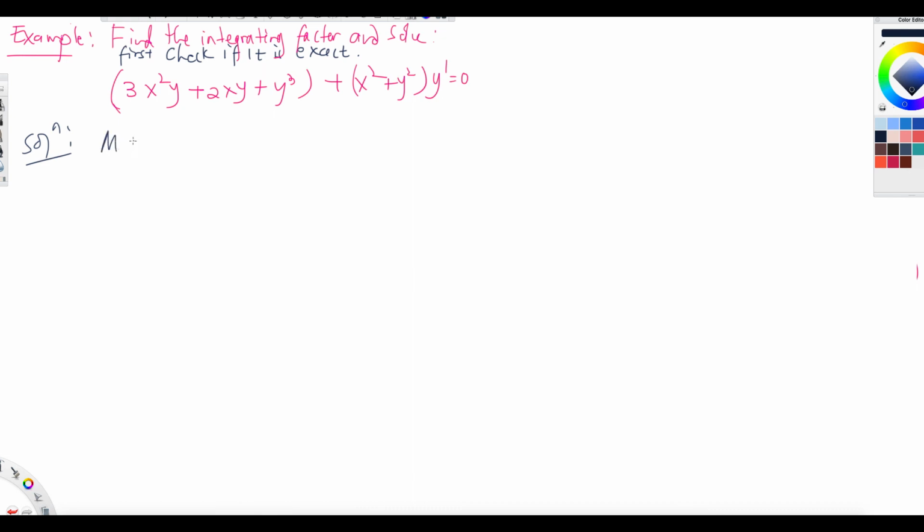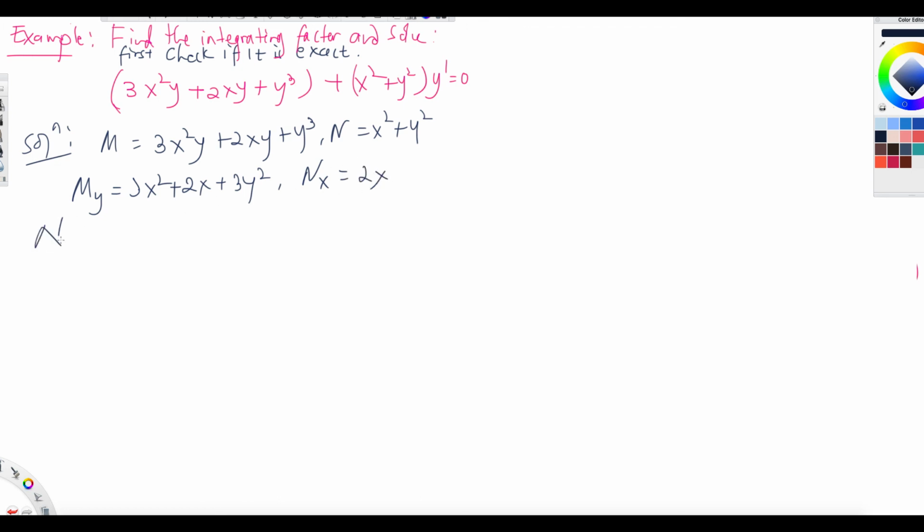So here M is equal to 3x squared y plus 2xy plus y cubed, and N is x squared plus y squared. So what is M sub y? M sub y is 3x squared plus 2x plus 3y squared. What is N sub x? It is just 2x. They are not equal, so not exact, right? So let mu equal mu of x. This is the default thing. First we try mu equals mu of x as the integrating factor, right?